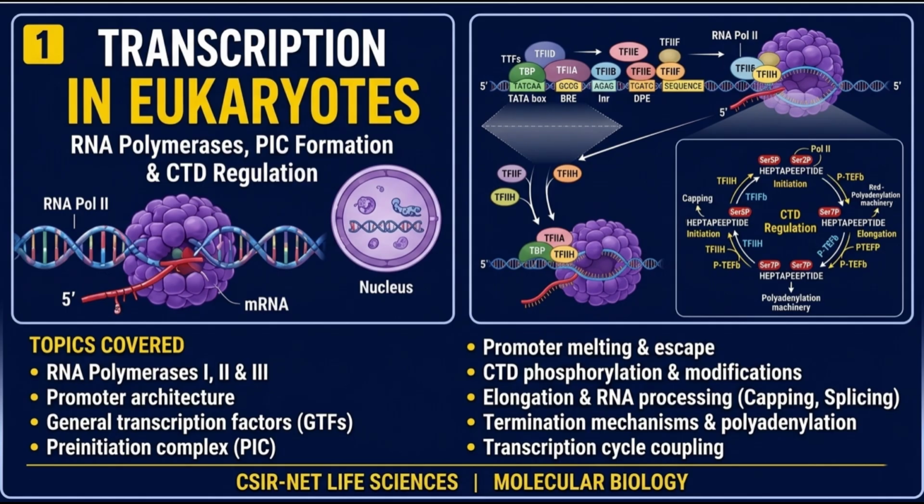Today, we will explore how transcription occurs in eukaryotic cells, which is significantly more complex due to chromatin organization and the involvement of multiple RNA polymerases and transcription factors. In this lecture, we will discuss RNA Polymerase I, II and III, promoter architecture, general transcription factors, pre-initiation complex formation, CTD phosphorylation, elongation factors, chromatin remodeling, and transcription termination.